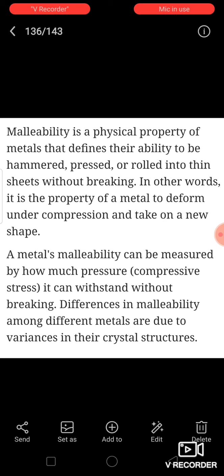In other words, it is a property of a metal to deform under compression and take a new shape. A metal's malleability can be measured by how much pressure it can withstand without breaking. It should not break. That is the important point. Differences in malleability among different metals are due to variance in their crystal structure. Like aluminium foil, we cannot spread iron. So that depends upon their structure.